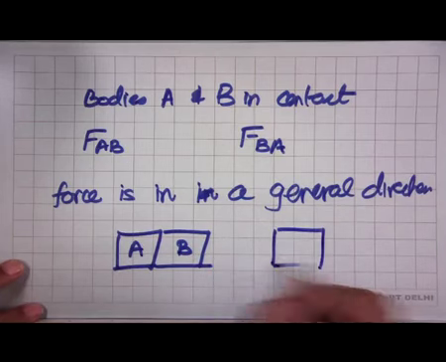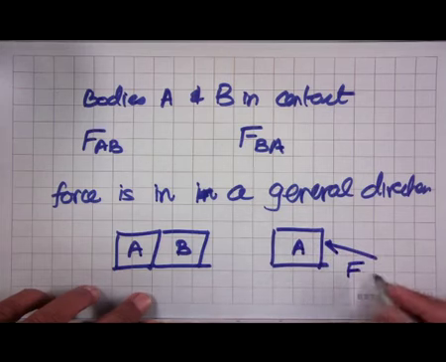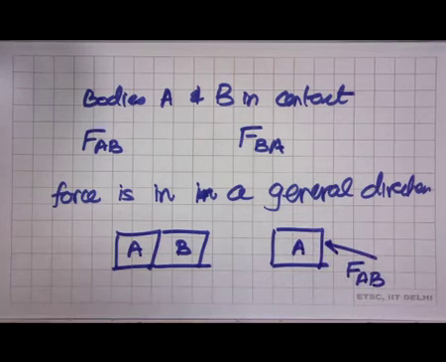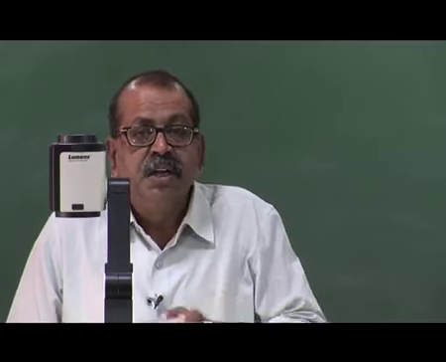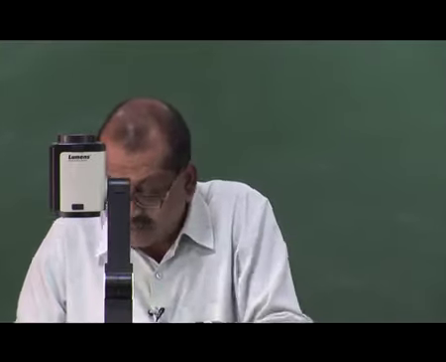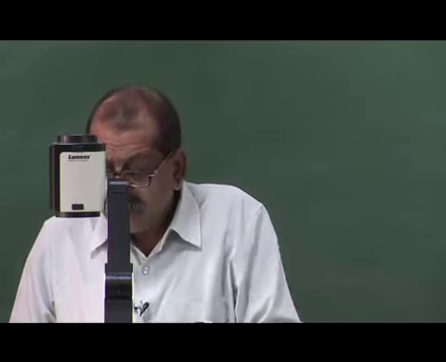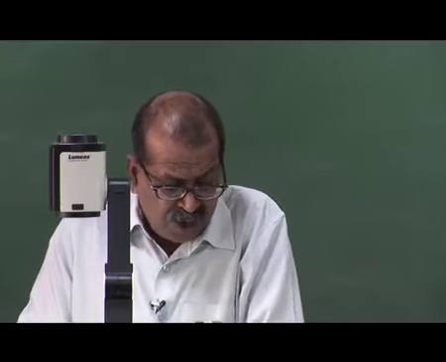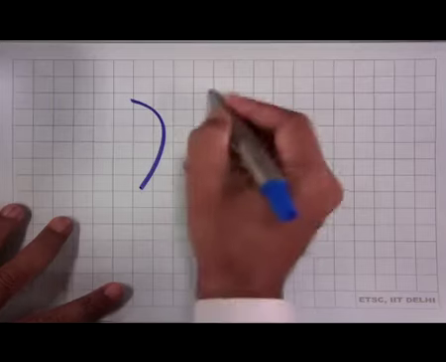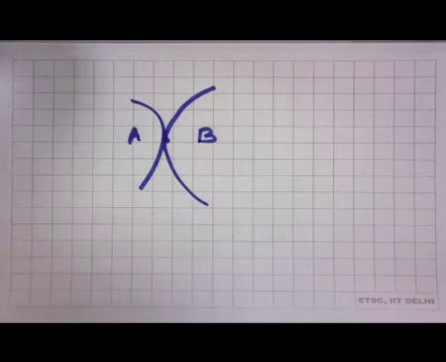If I try to analyze the body A, due to the contact, the force which the body B exerts on body A, which I call FAB, has a general direction. Depending on the other forces acting on body A and the motion of body A, the direction of FAB will be decided. Now, if we have two bodies in contact, let us generalize: this is body A, this is body B, and they are in contact at this point.